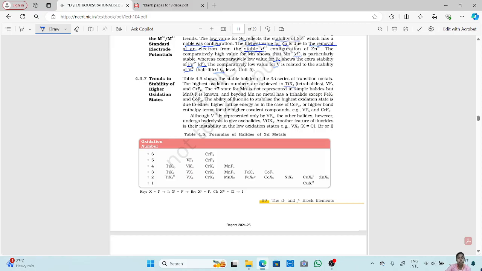The ability of fluorine to stabilize the highest oxidation state is due to the higher lattice energy in the case of CoF3, or higher bond enthalpies in the case of the higher covalent compounds, for example VF5 and CrF6. Basically, these halides are used to stabilize the molecules.